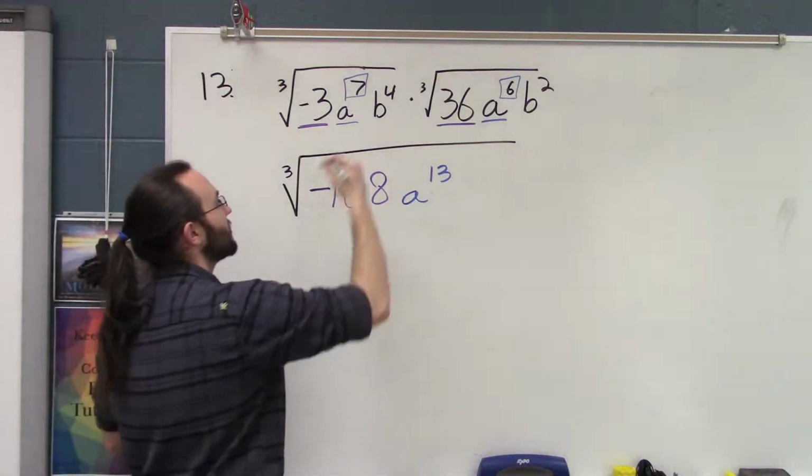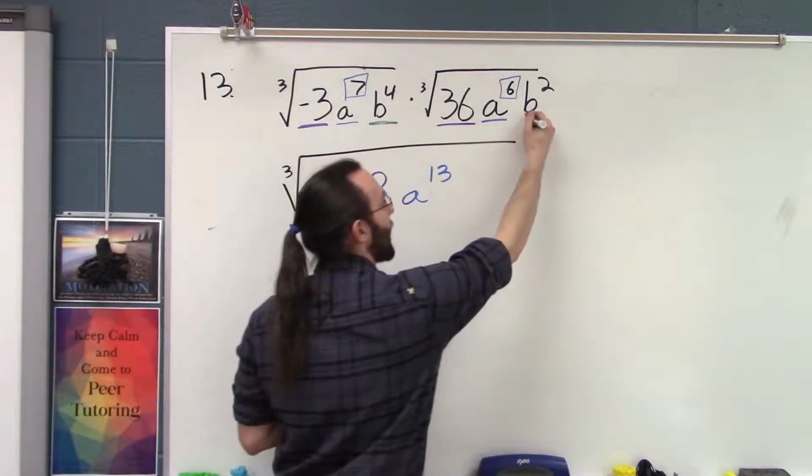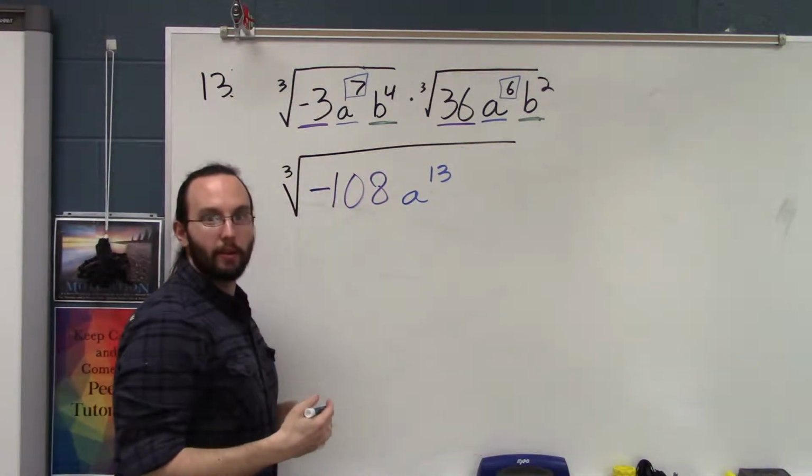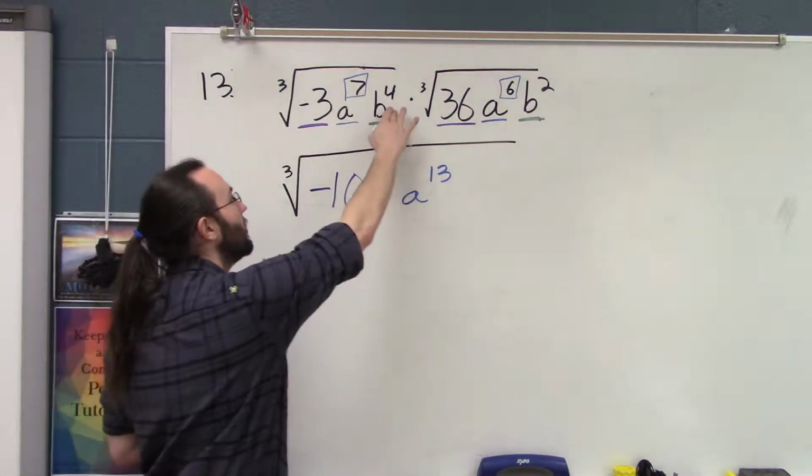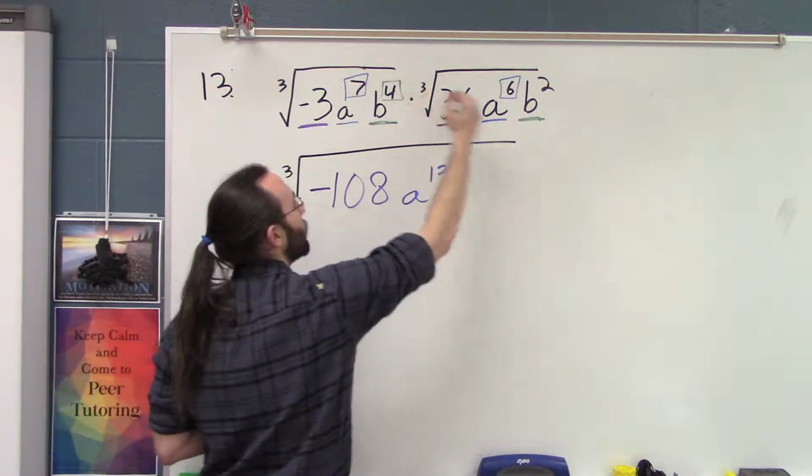And last but not least, we have b to the 4th times b squared. Same thing, we're going to add those two exponents together. 4 plus 2 will give us a 6.